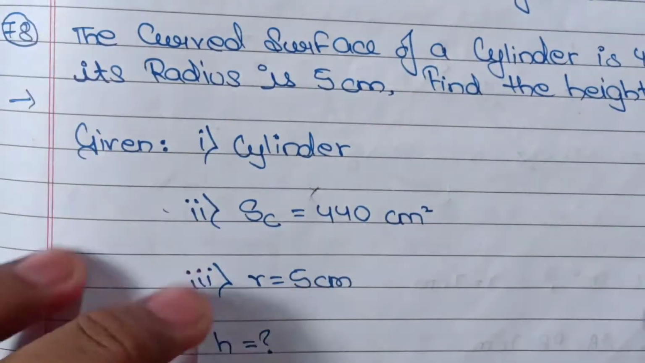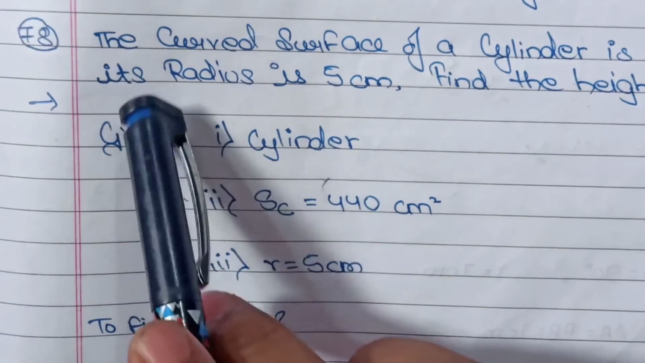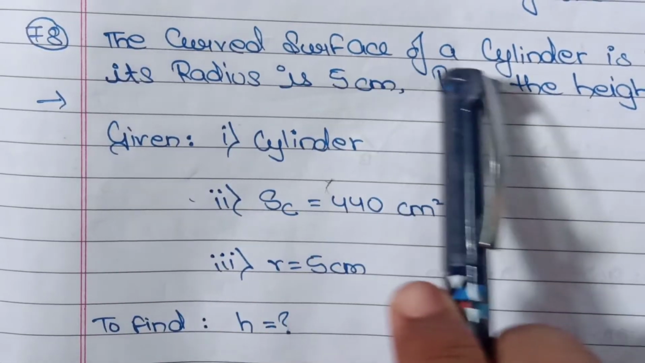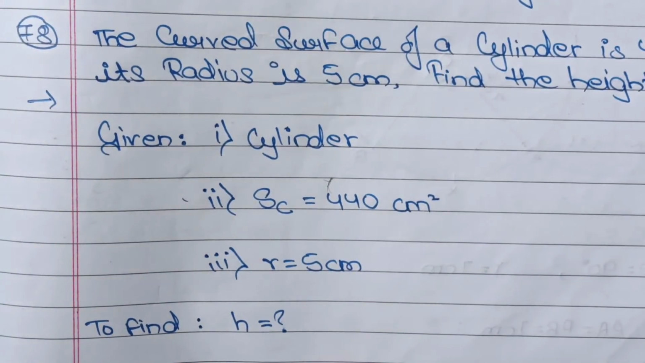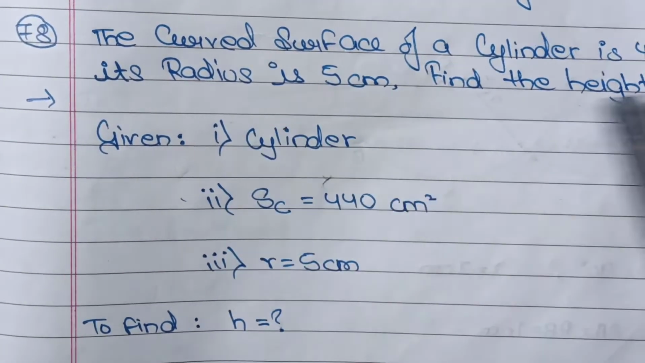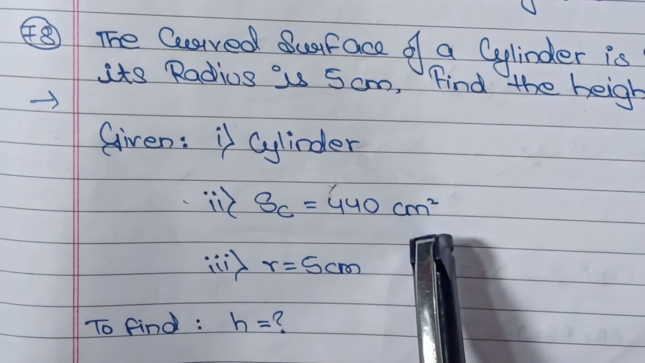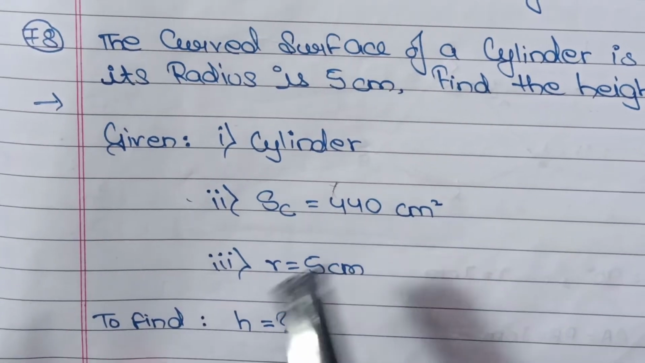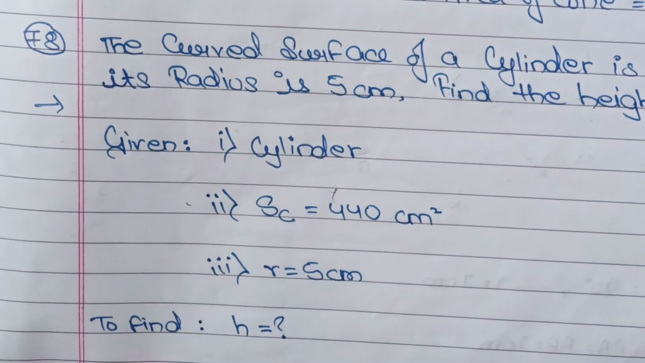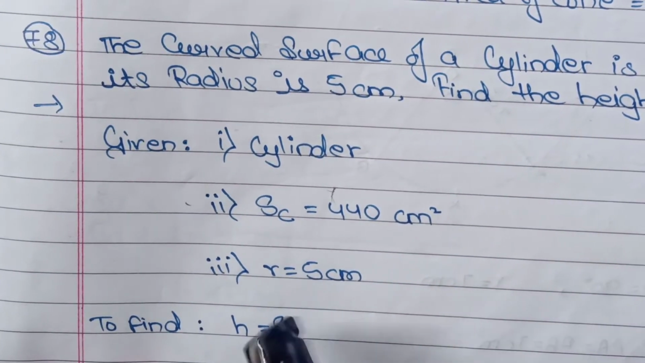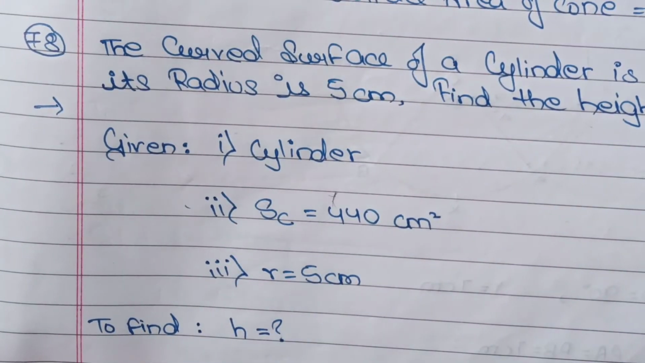So let us begin without wasting any time. Our today's first question is: the curved surface area of a cylinder is 440 centimeter square and its radius is 5 centimeter. Find the height. Given that, first, it's a cylinder, second, its curved surface area is 440 centimeter square, third, its radius is 5 centimeter, and what we have to find is its height. Height equals question mark.